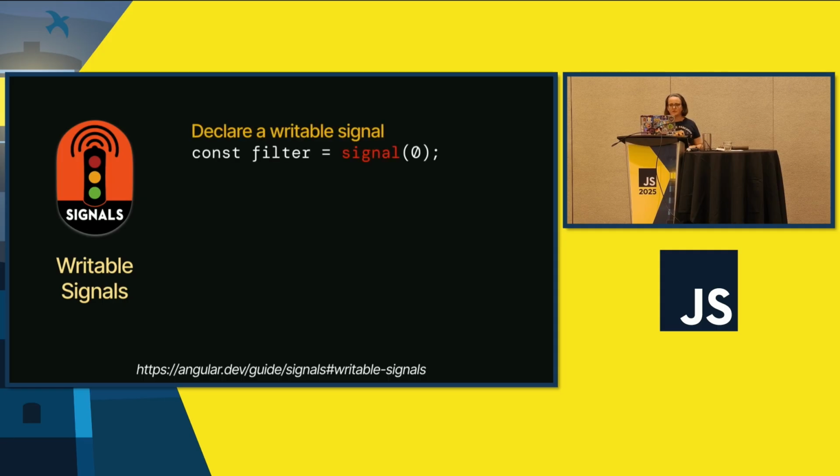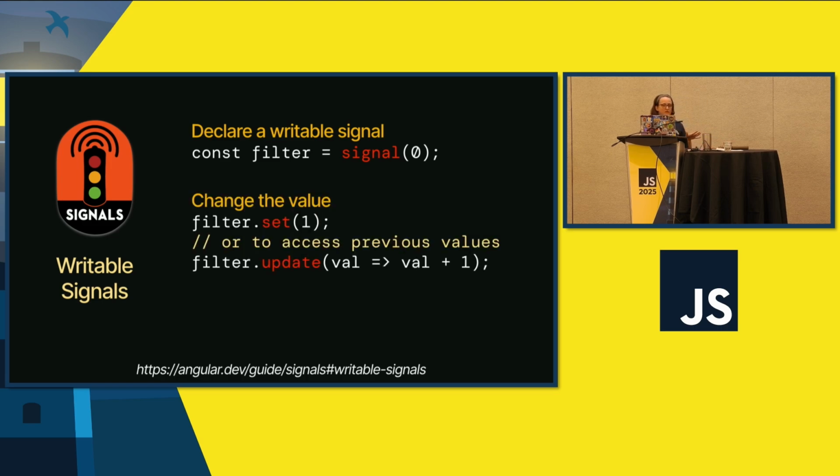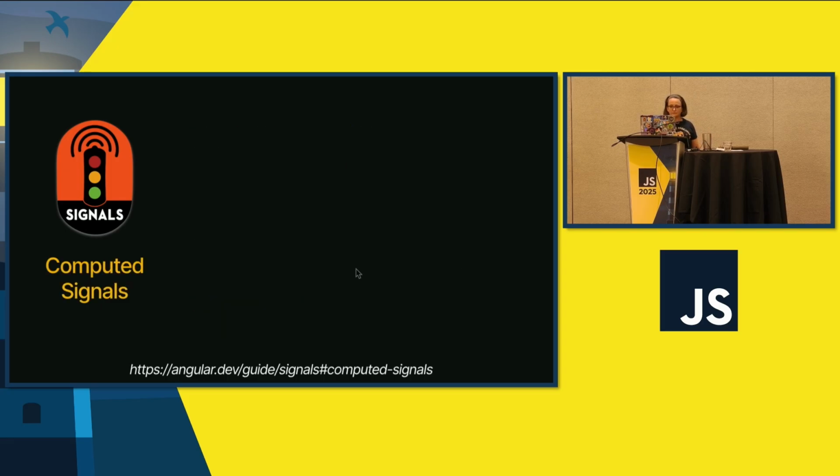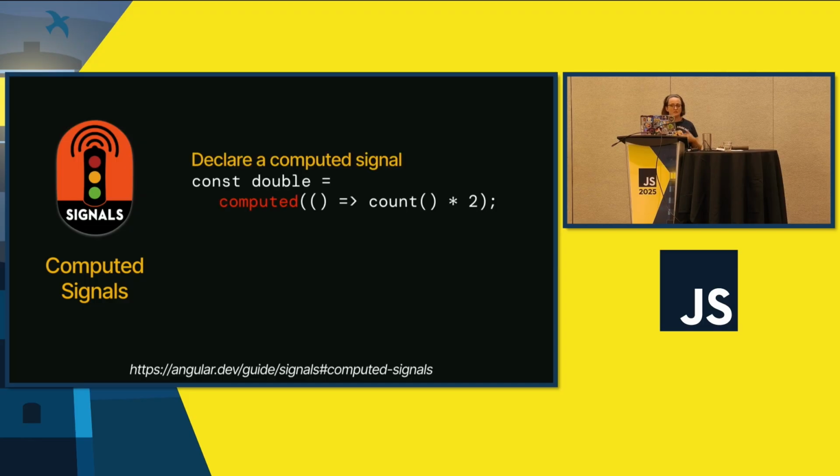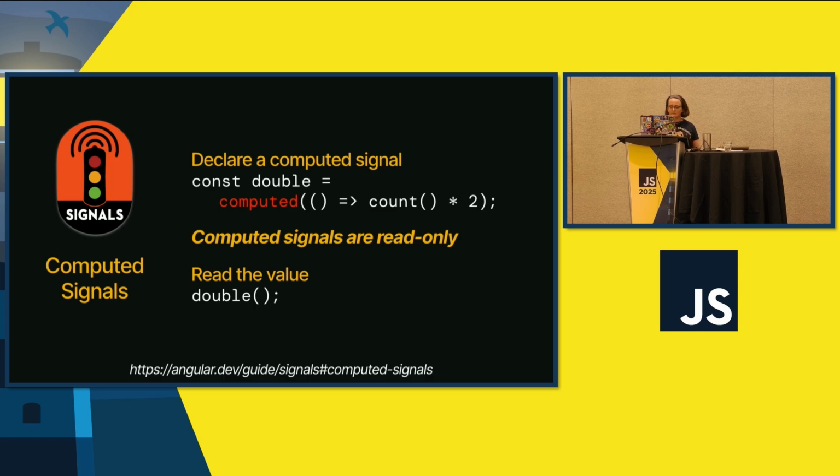So writable signals, we declare a writable signal by invoking the constructor or the factory function. These examples are in Angular. If we want to change the value, we can call set. We can call an update method, which gives us access to that previous value. And then to read the value, we just invoke the signal. Computed signals declare the callback that should be run when the signal value changes. They are read-only. There is no way to directly update a pure computed signal. And to read the value, same thing, you just invoke the signal value.